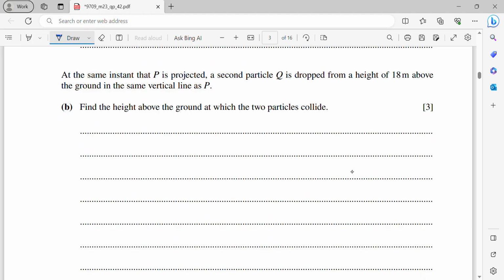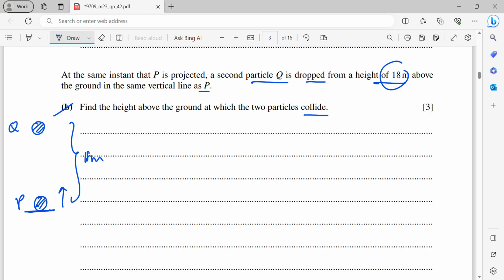Okay, now at the same instant that P is projected, a second particle Q is dropped from the height of 18 meters above the ground in the same vertical line as P. Find the height above the ground at which the two particles collide. Okay, now this is a diagram. Let's say this is P, projected upwards, and then at the same time the Q is dropped. Okay, and we know that the total here is 18 meters.